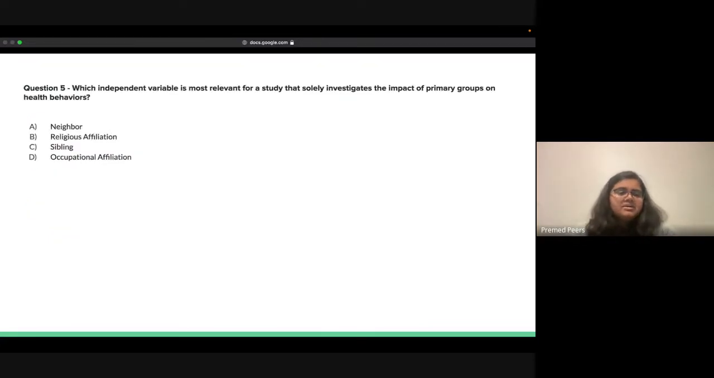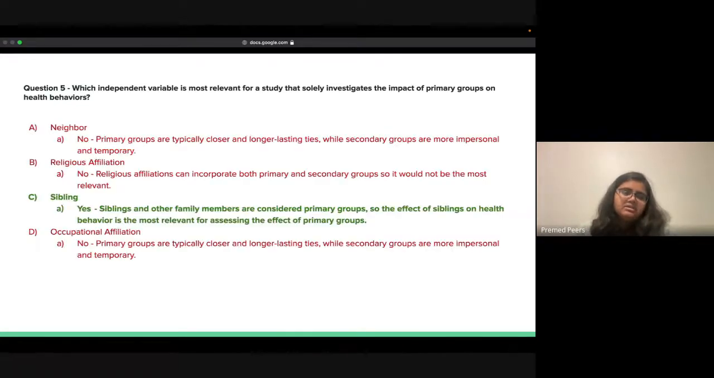Okay, finally, question 5. Which independent variable is most relevant for a study that solely investigates the impact of primary groups on health behaviors? So this is kind of more of a discrete question. It asks you to recall what primary groups are and what secondary groups are. So A is not correct because primary groups are typically closer and longer lasting ties, whereas secondary groups are more impersonal and temporary, like neighbors.